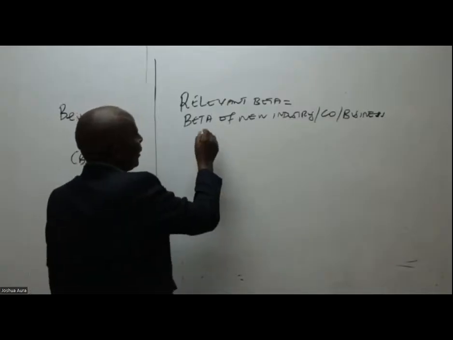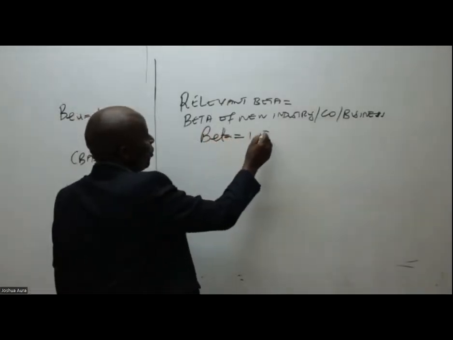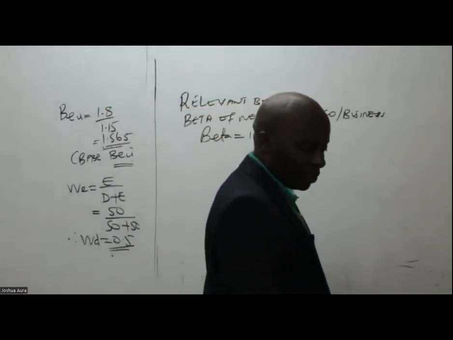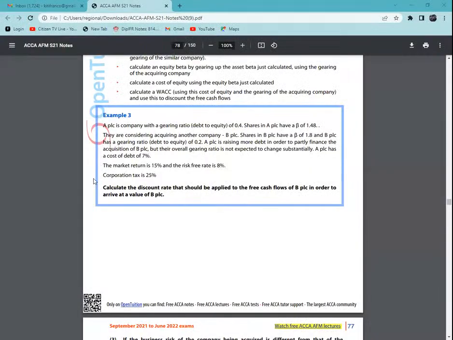And this beta that they have given me is the beta of 1.8 of the new business. Beta of this company is 1.8. Then I need to ask myself, is this new business levered or unlevered? You look at the capital structure given. I can see it has debt and equity in it. So it's a levered firm.